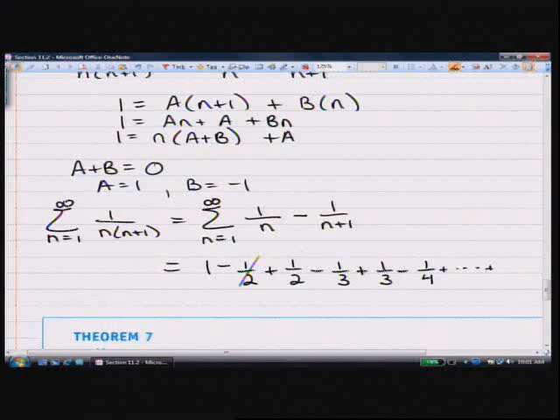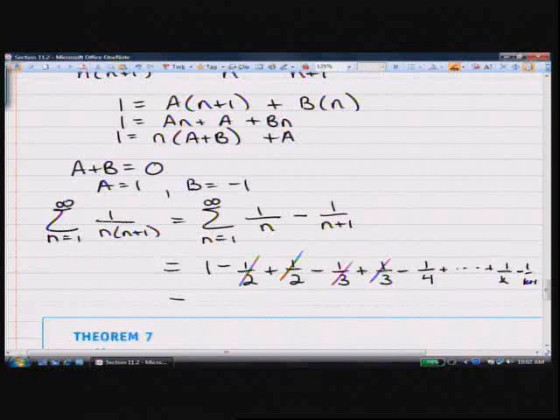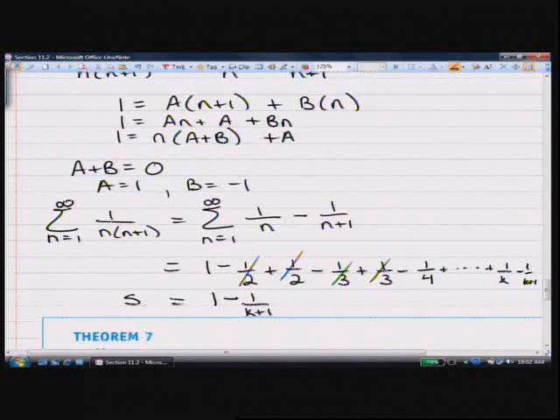This -1/2 and positive 1/2, when I add them, are going to cancel. -1/3 and positive 1/3 are going to cancel. -1/4, and then I'll get a positive 1/4. And so I'm going to end up with, in general, 1 over k, or whatever, where I'm at, minus 1 over k plus 1. But that 1 over k is going to cancel, and so I'm going to be left with 1 minus 1 over k plus 1. And so that is s sub k.